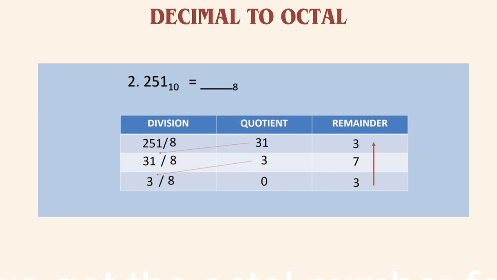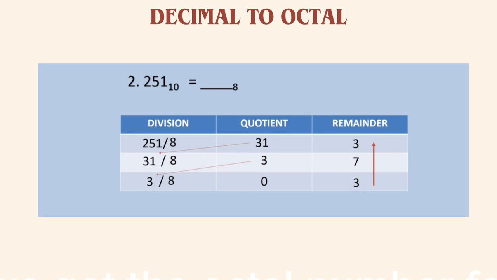And now let's start on how we get the octal number for 251 base 10 is equal to blank base 8. Again, base 10 is for decimal and base 8 is for octal. Let's start. 251 divided by 8 is equal to 31. How to get the remainder?